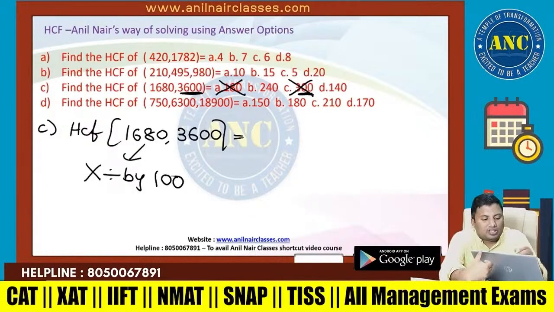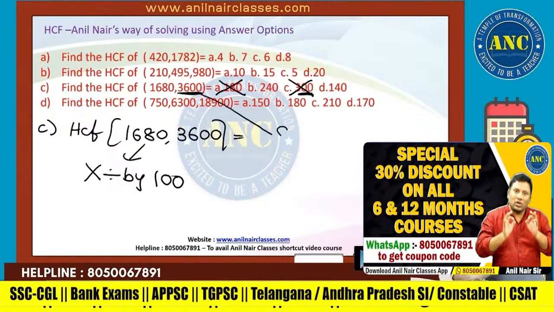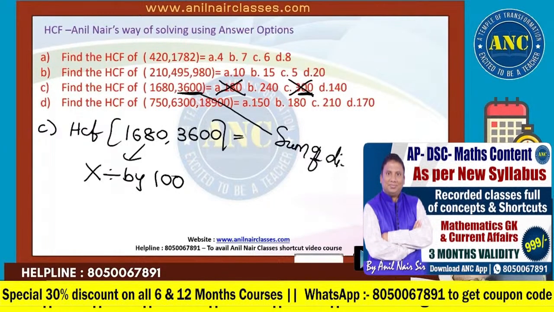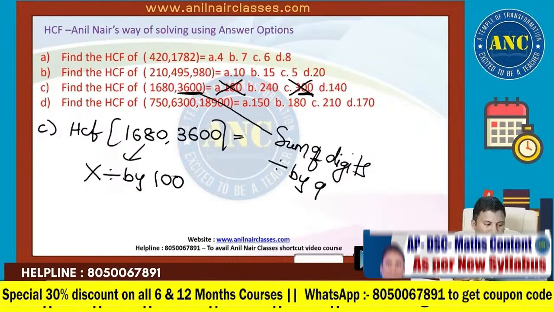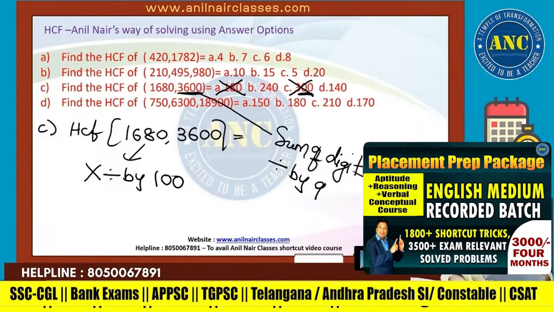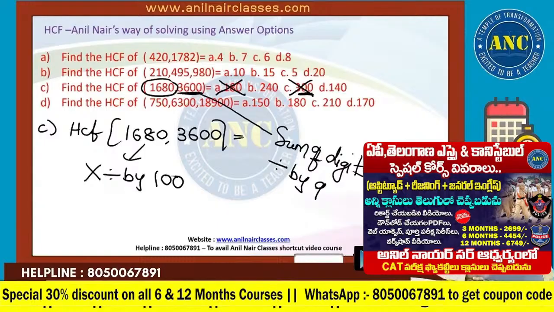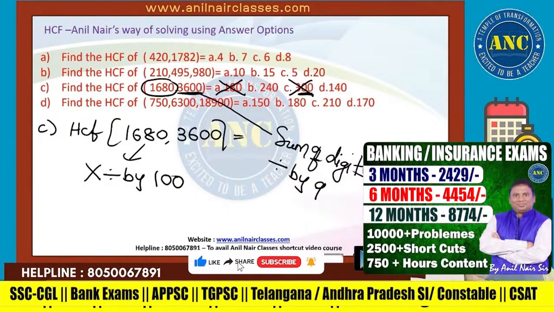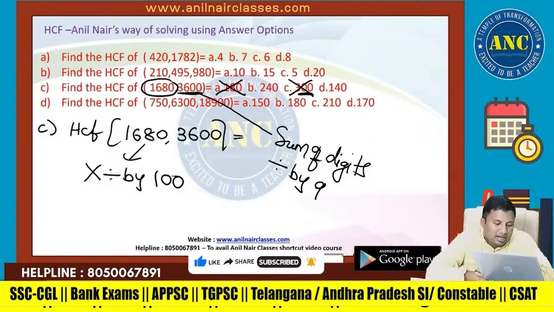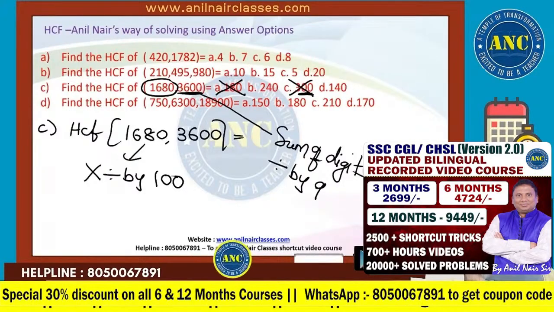Why? Because 3600 is divisible by 9. Why is it divisible by 9? The sum of the digits is divisible by 9. The digital sum of 3600 is 9. But for 1680, what is the digital sum? 1 plus 6 is 7, 7 plus 8 is 15. The digital sum of 15 is not 9. Option A and option C are ruled out.